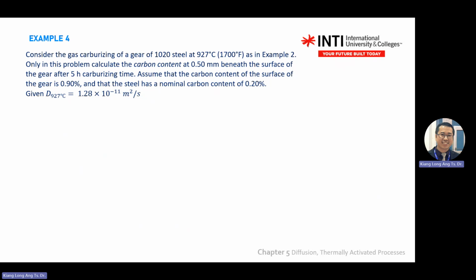I give you the table, see if you are able to find. D is given, D is 1.28 times 10 power negative 11 meter square per second. I'll show you the table.